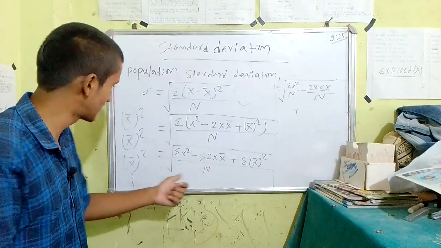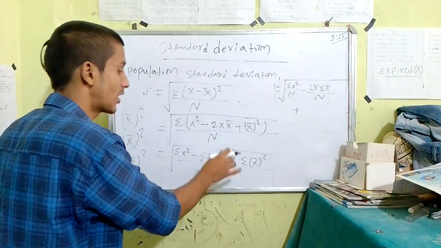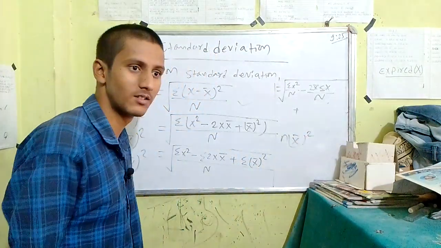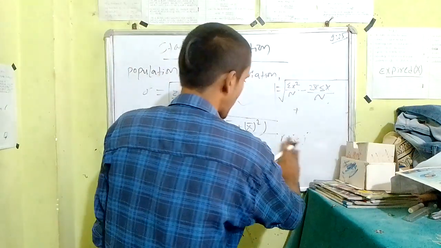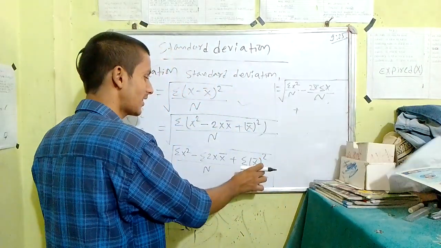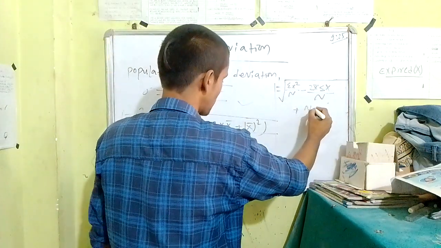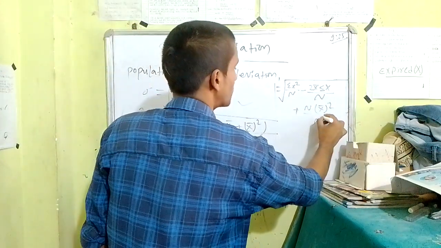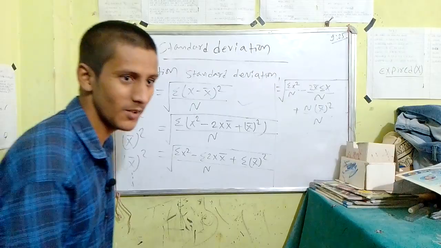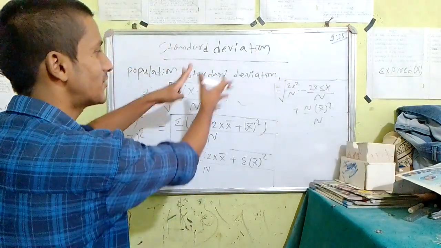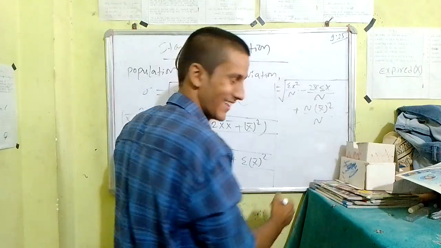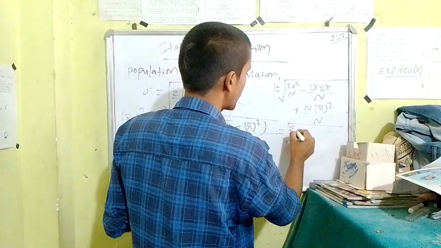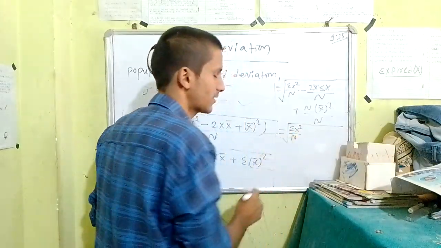So can I not write this as x bar squared times n? Of course I can. Actually, it is capital N. So this thing can be written as n times x bar squared, and then this divided by n over n. So you have the same thing, but you have completely transformed it. So this will be equal to square root summation x squared over n.